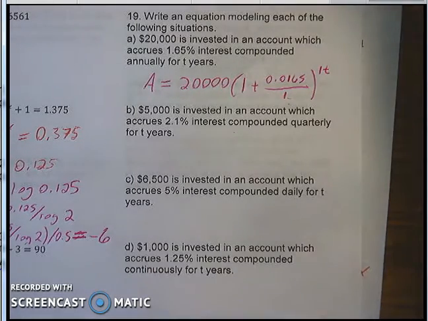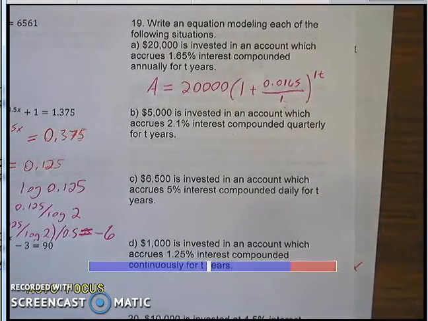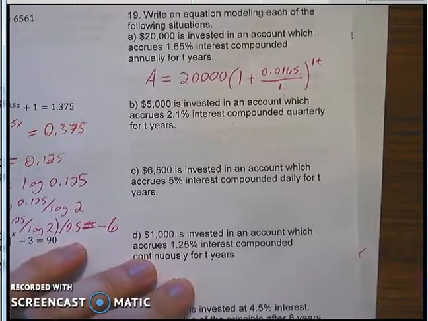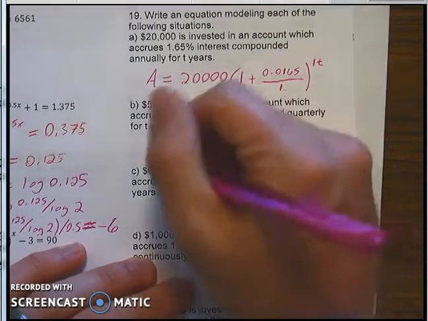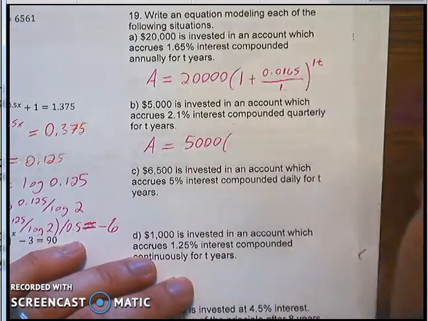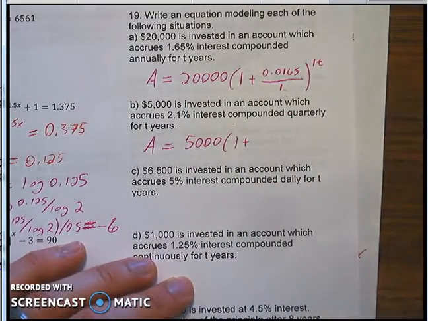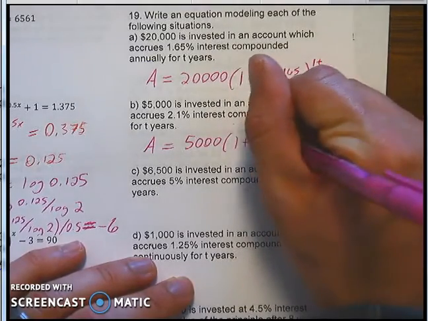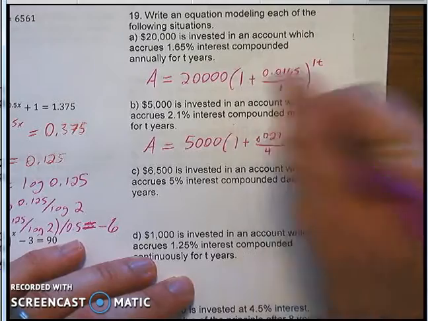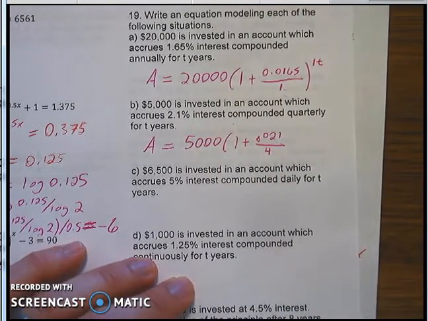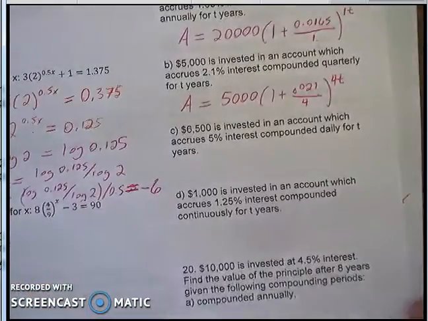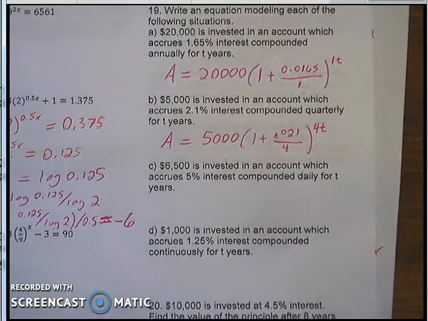The next one is $5,000 is invested in an account which accrues 2.1% interest compounded quarterly for t years. So quarterly means 4 times per year. A equals 5,000 times 1 plus the interest rate divided by 100, so that's 0.021, divided by the number of compound periods per year, which is quarterly, so 4 times per year, raised to the 4t power. Number of compound periods times t.